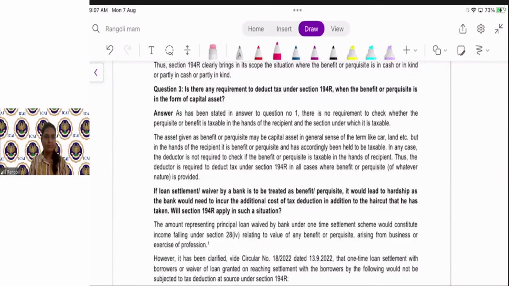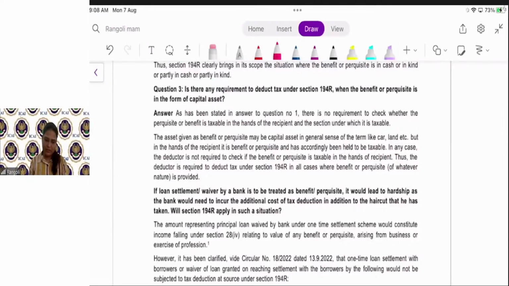So say for example, someone is given a car. Then the car is a capital asset, or land is a capital asset, in the hand of the recipient. So I need not check whether there is a capital asset or not. I need to deduct TDS if the value of benefit is more than 20,000.